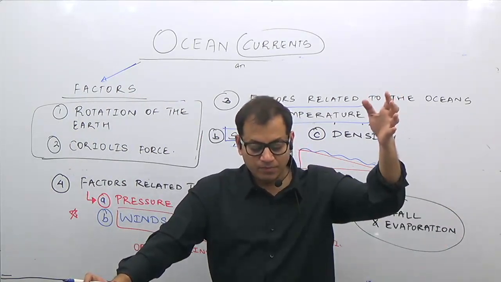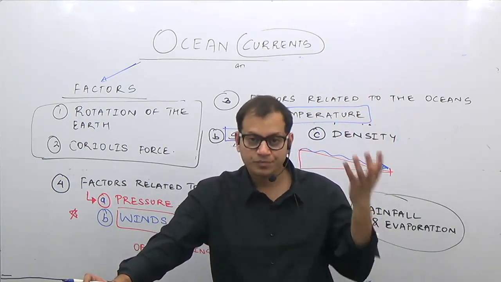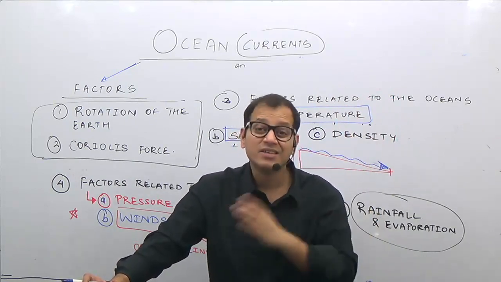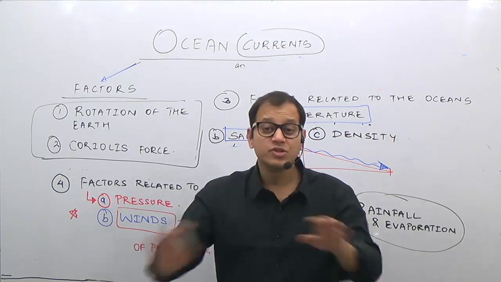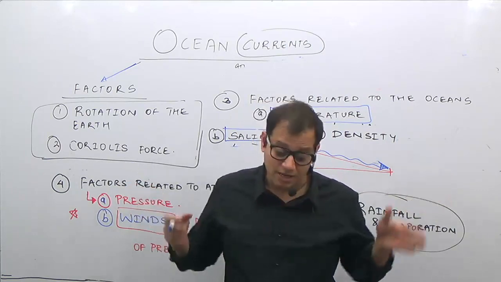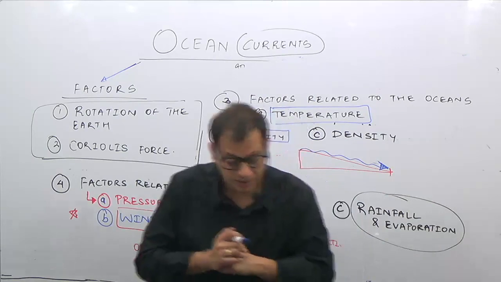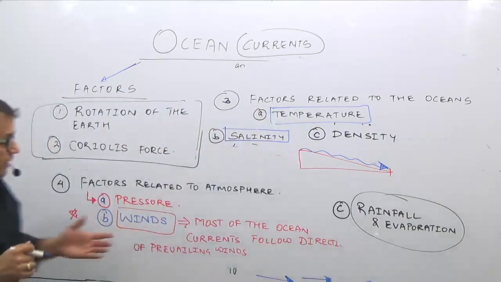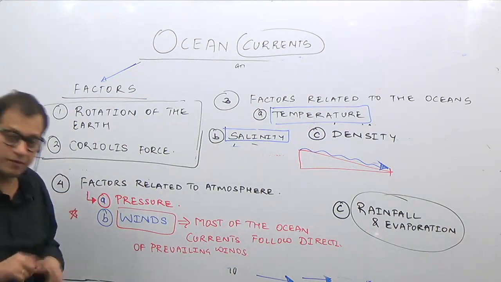So this is how the mechanism of rainfall and evaporation is somewhat related to the ocean currents. Again, because we are doing GS, we just should have an idea of the factors. I am not going too much into the detail of the ocean currents. So the factors related to the atmosphere are pressure, winds, rainfall and evaporation.